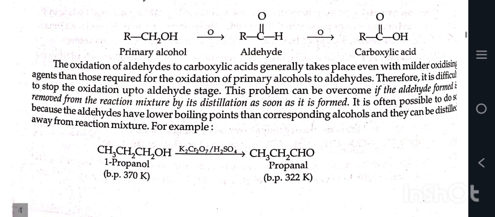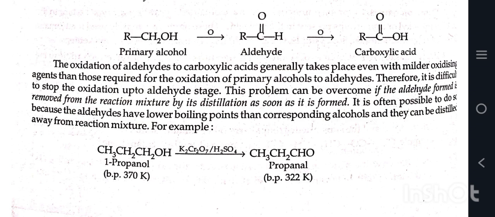The oxidation of aldehyde to carboxylic acid generally takes place even with milder oxidizing agents than those required for the oxidation of primary alcohol to aldehyde. Therefore, it is difficult to stop the oxidation at the aldehyde stage. This problem can be overcome if the aldehyde formed is removed from the reaction mixture by distillation as soon as it is formed. This is often possible because aldehydes have lower boiling points than corresponding alcohols, and they can be distilled away from the reaction mixture.